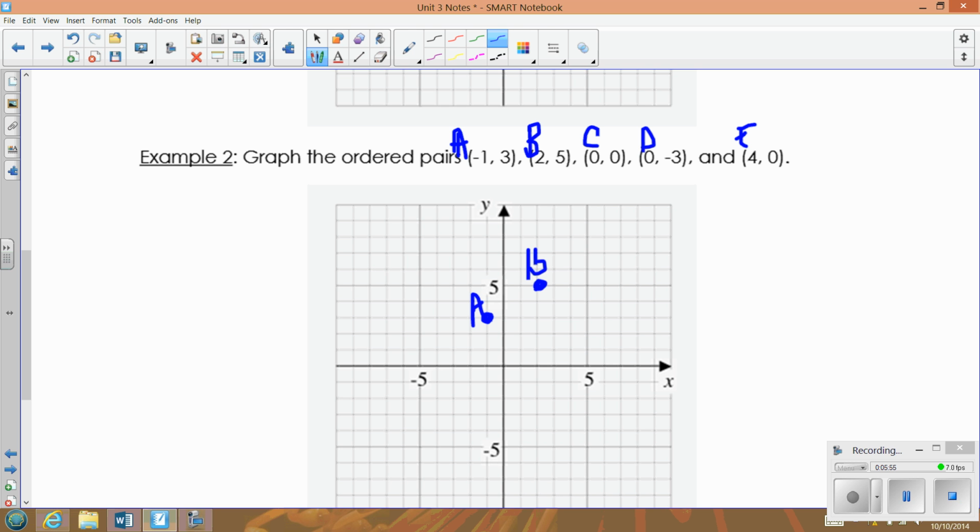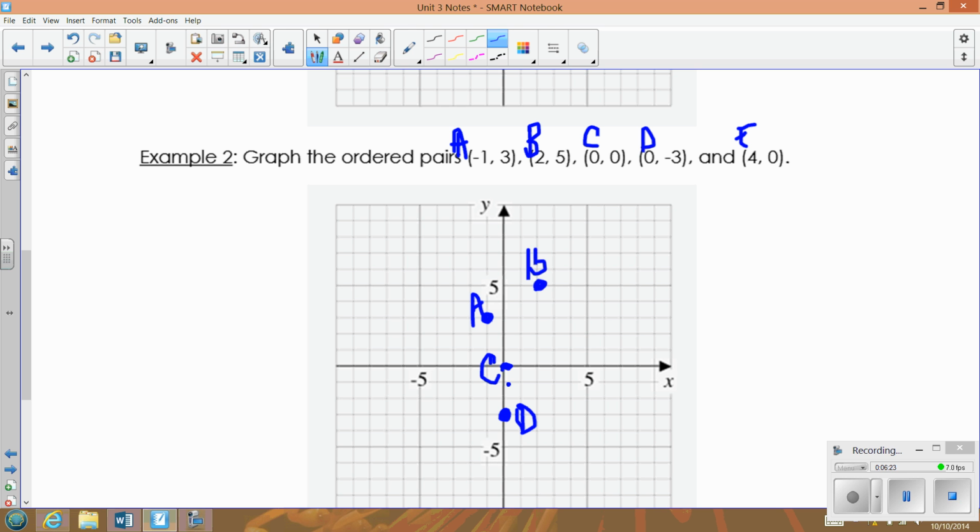C is 0, 0, so that's the origin. D, 0 is my x value. So 0, and then I'm not moving any right or left because it's just an x coordinate of 0. So then it's down 3 because the y value says I have to move down 3 since it's a negative.